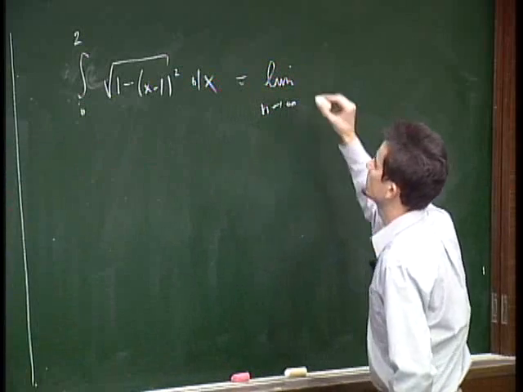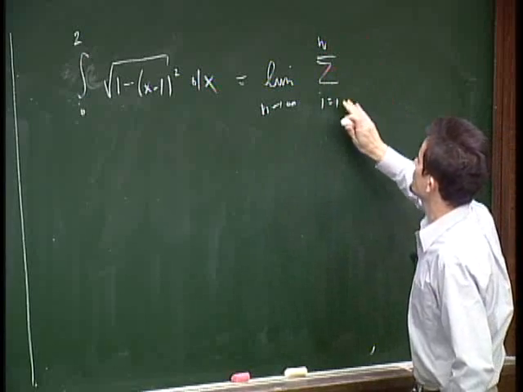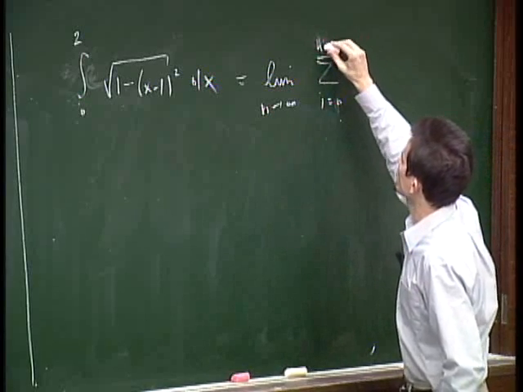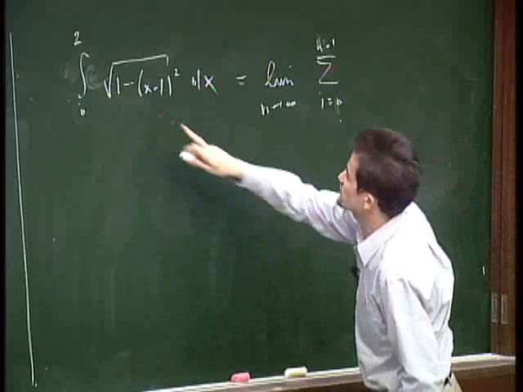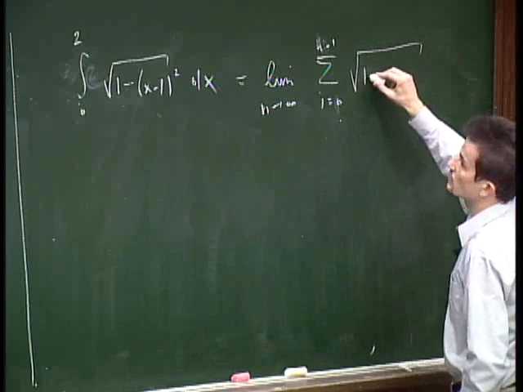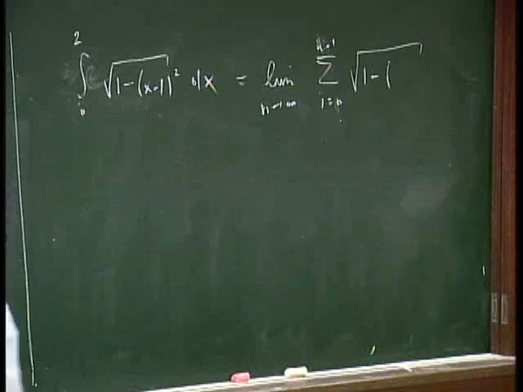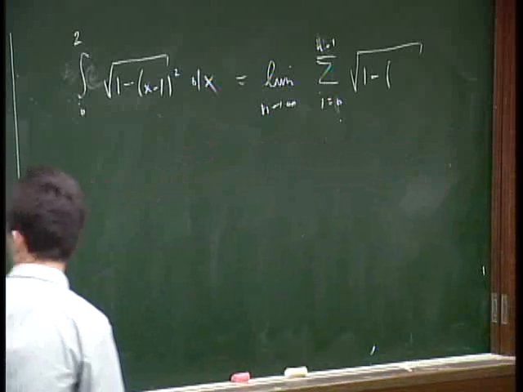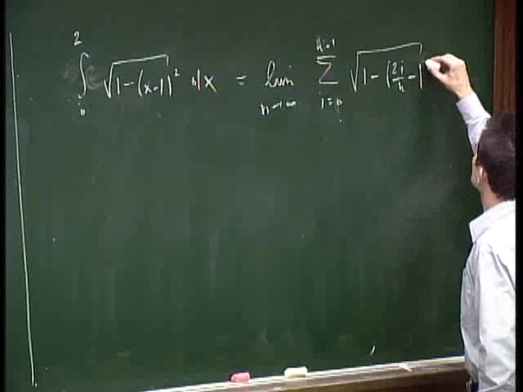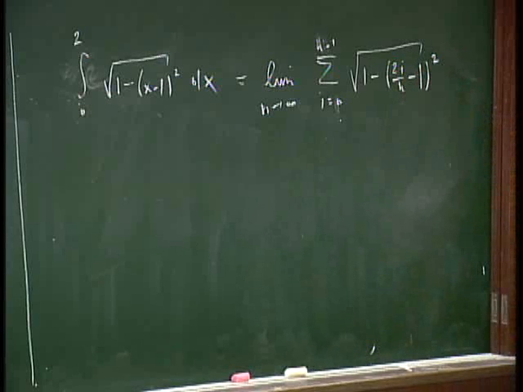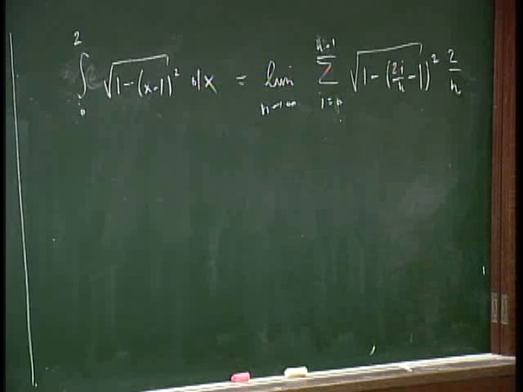n tends to infinity, and then sum i from 1 to n. For instance, let's choose the left endpoints of every interval as sample points. Then we have this function here, 1 minus, and for x we plug in. So our delta x is 2 over n. So we have the square root of 1 minus (2i over n minus 1) squared, and times delta x, so you have 2 over n, and you have to compute this limit. Now this is not easy.